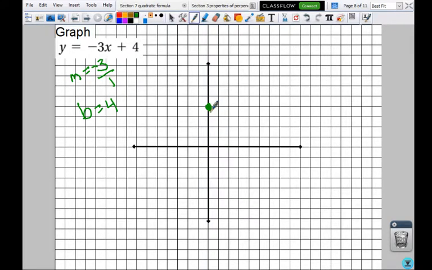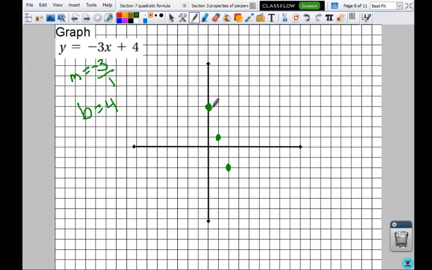Down 3. And then? To the right 4. No. You got down 3, right? Oh, to the 1. Over. And then over 1. So from my y-intercept, I'm going to follow my slope. I'm going to go down 3, right 1. And I'm just going to keep doing that. Down 1, 2, 3, right 1.